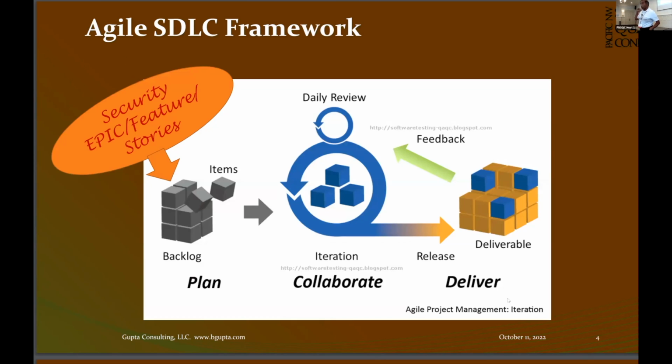So this is your basic agile life cycle. You have a backlog, and you take X number of stories for each iteration, and you run them through the process. All I have added here is security stories.